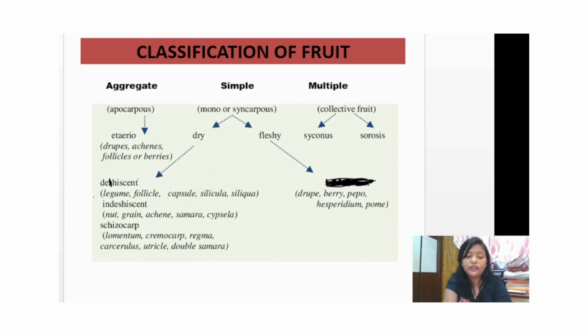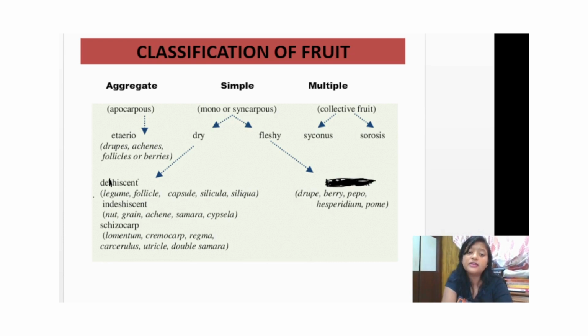एक और पार्ट है आपका फ्लैशी, दैट इज देयर आर अगेन डिविजन्स ऑफ drupe, berry, pepo, hesperidium, and pome. Okay, these five, they are divisions of fleshy fruits of simple fruit. And dry, I've told you. So I will tell you what are these things in details in my next slide. So ये हो गया आपका simple का.